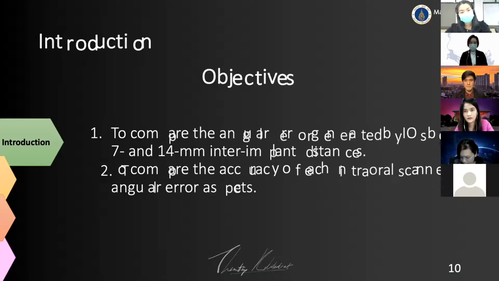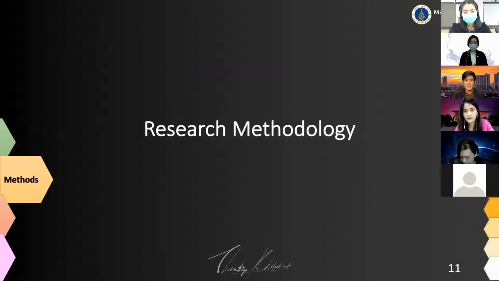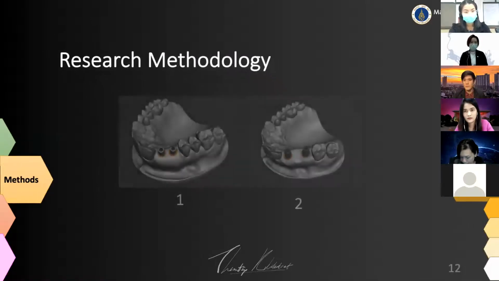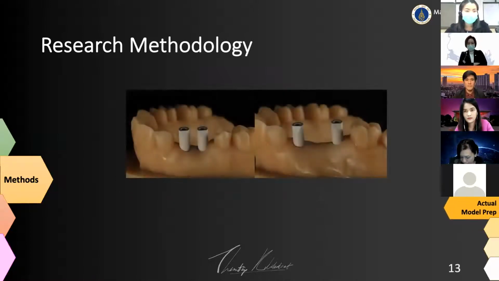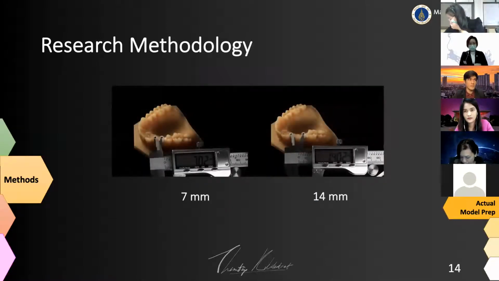aspect. Next part is the research methodology. First of all, we have to prepare the digital model. The digital model has been prepared in the Meshmixer software, making a hole, and then printing it out, and then fixing the scan bodies in those holes. And after fixing that, we confirm the range of inter-implant distance, which is going to be 7 millimeters and 14 millimeters, by using a digital vernier caliper.